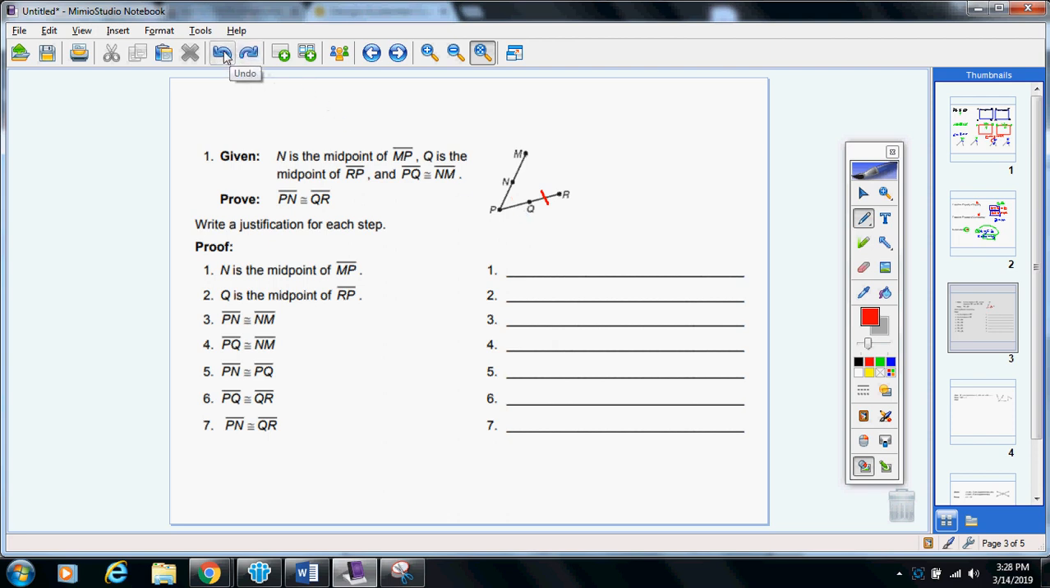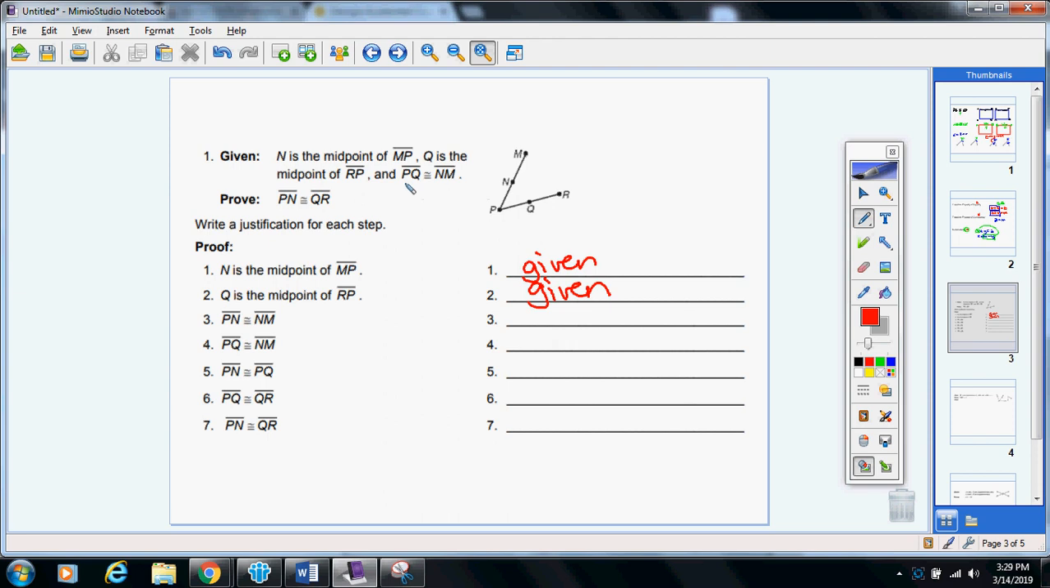So I'll address that again in a second. But these are givens. So N is the midpoint of MP, that is a given. And Q is the midpoint of RP, that is also a given. So we want to always start by identifying givens.